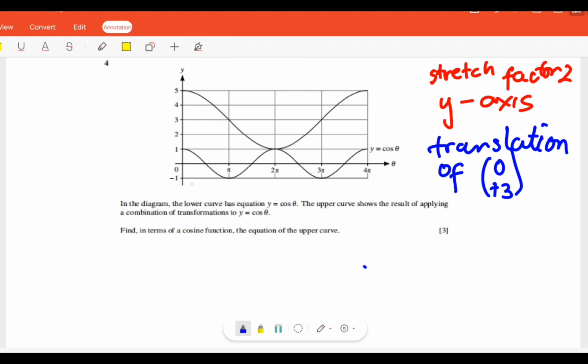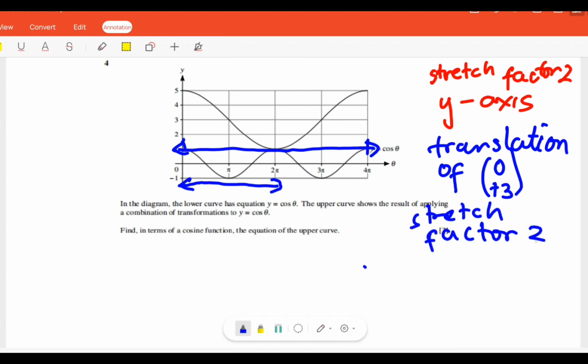So let's keep checking the size now in terms of x. This space here from 0 to 2 pi is now occupying a space of 0 to 4 pi, right? So that means we have a stretch in the x-axis of factor 2. These are the transformations that changed our graph.